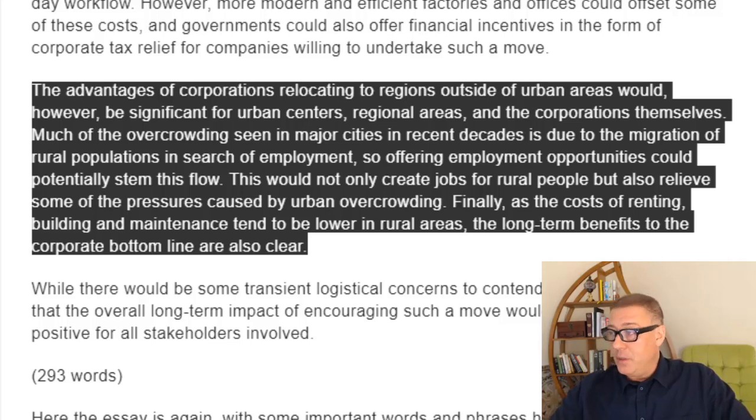So much of the overcrowding seen in major cities in recent decades is due to the migration of rural populations in search of employment, so offering employment opportunities could potentially stem this flow.